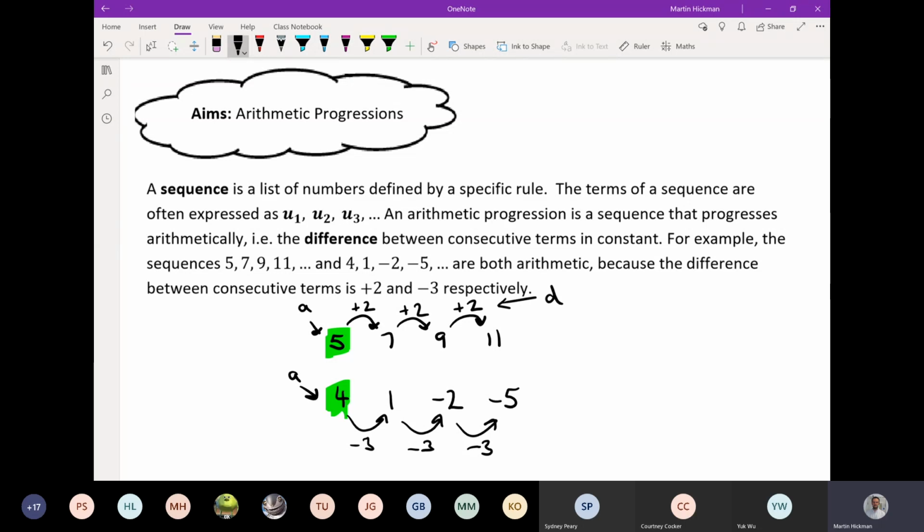Okay, so 5, 7, 9, 11 is an arithmetic sequence. If it went 5, 7, 10, 14, that's not an arithmetic sequence. Okay, we'd be adding 2, then 3, then 4. There's not a common difference. And also, say we had 1, 3, 9, 27, 81. We're multiplying by 3 each time. That's not an arithmetic sequence. That's what we call a geometric sequence, which we'll look at later this week.